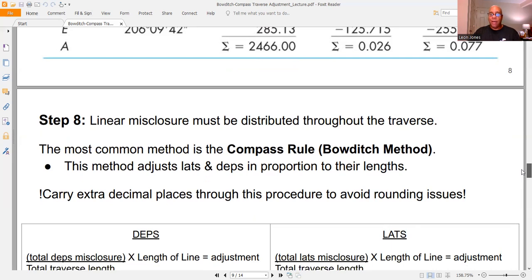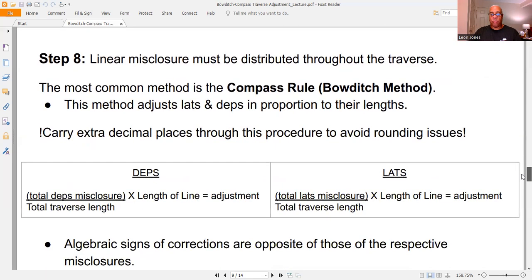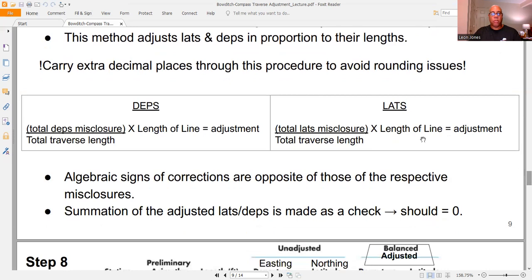And what this method does is adjust latitudes and departures in proportion to their lengths. Now, if you want to avoid rounding issues, carry extra decimal places through this procedure. I've had to do that sometimes. And always look at your formulas. Now, your total departure misclosure times the length of the line, divided by the total traverse length, equals your adjustment. Same with your latitudes.